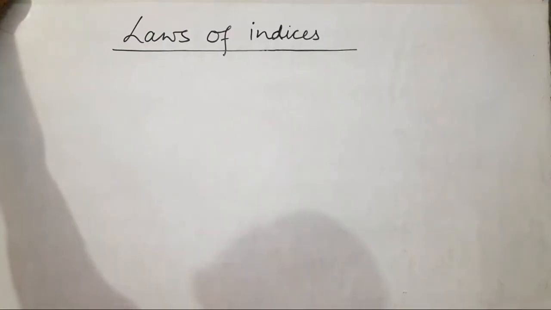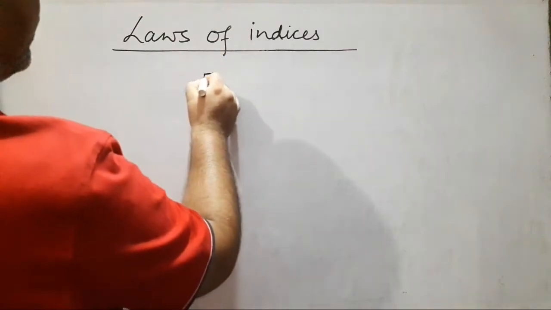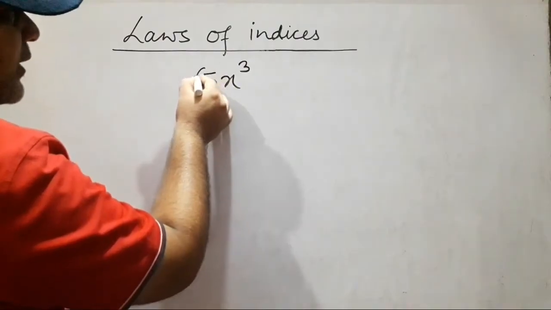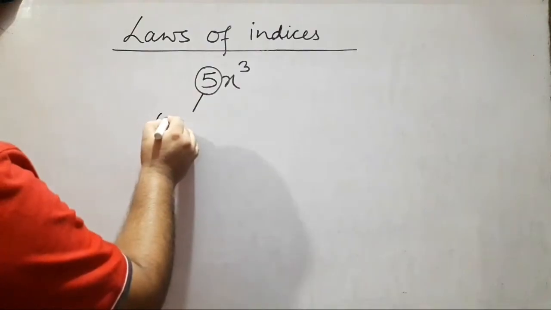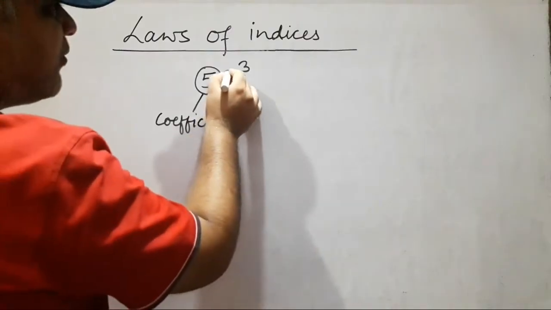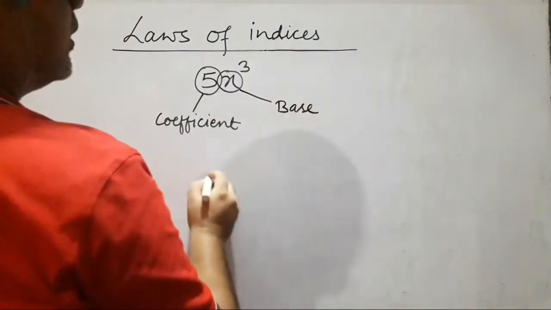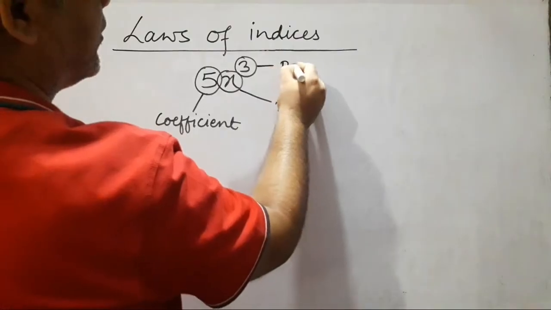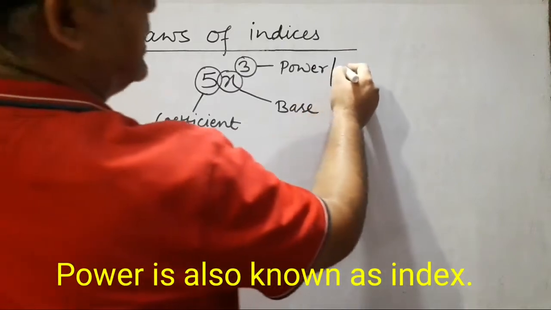Today we are going to study the laws of indices. Let's take an example of an algebraic term, 5x power 3. As we know, this numerical part in front of the algebraic term is called the coefficient. The variable part is called the base. And the number which is raised above the base is called the power. Another word for power is index.